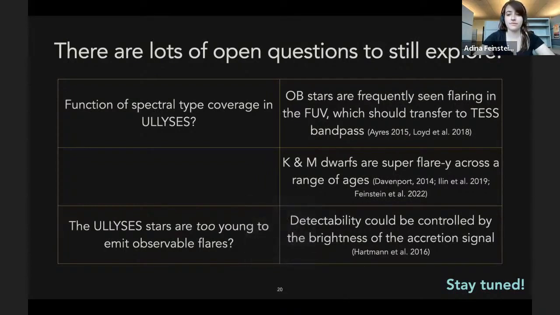Hi, Adina, Ward Howard. Great talk. I'm so excited that I think your report is the very first time that we've had flare rates for stars, or clusters, younger than about 40 megayear. I don't think that exists until now, so this is amazing.